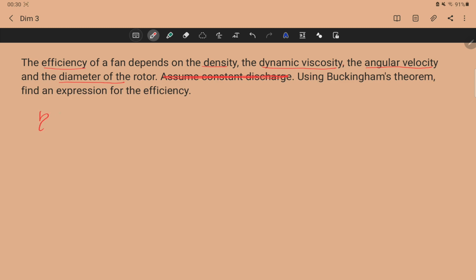So the efficiency, we know eta is a function of, what do we have? Density rho, dynamic viscosity mu, angular velocity omega, and the diameter d. These are the things that we have. So we can also write this as a function of efficiency, rho, mu, omega and d equals 0.